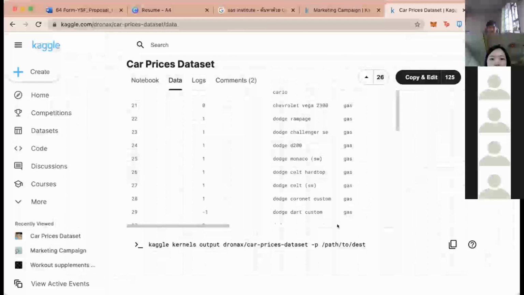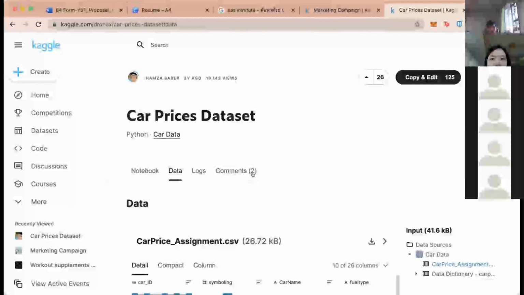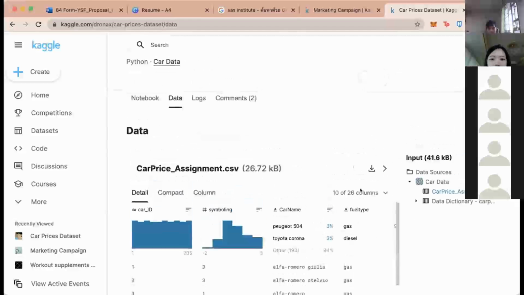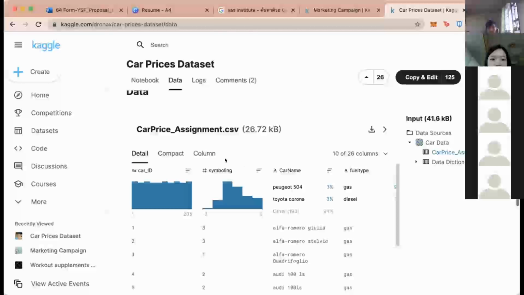Is this from Keiko or something? Yeah. Okay. Car price. Look into the description. There should be some description. Car price data set.